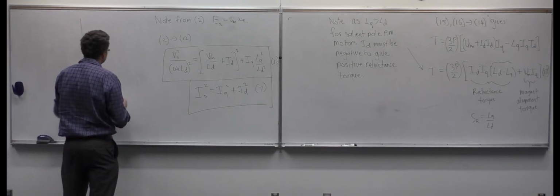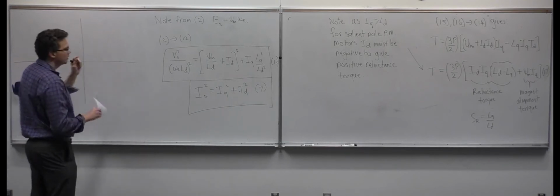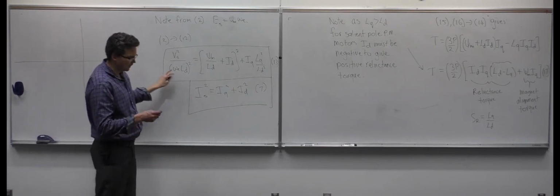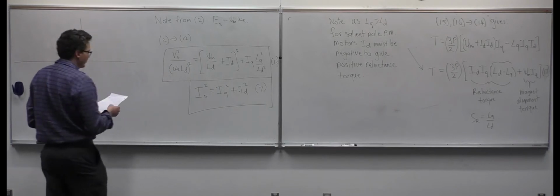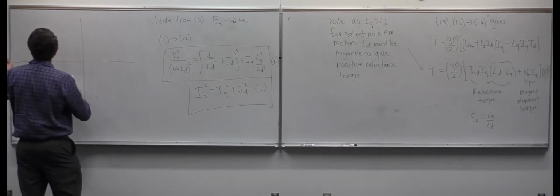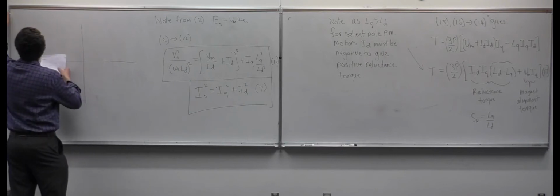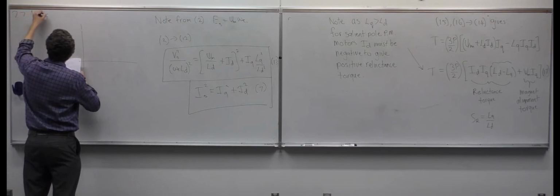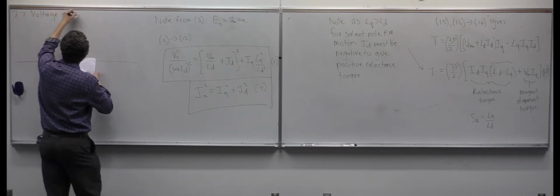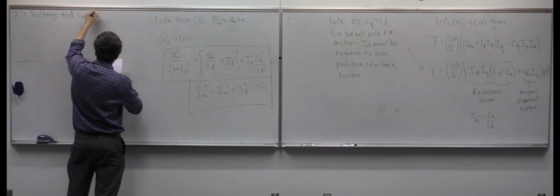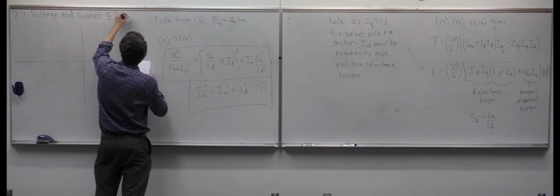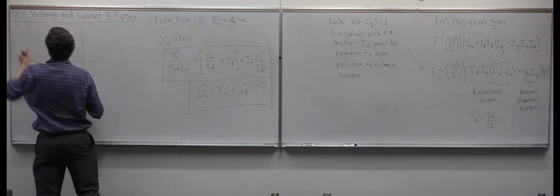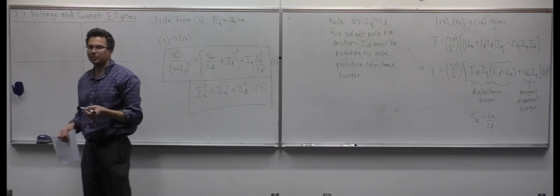So we could plot equation 7 and equation 13, and they will give us the voltage and current ellipses. I'm going to call them ellipses because a circle is a special case of an ellipse.